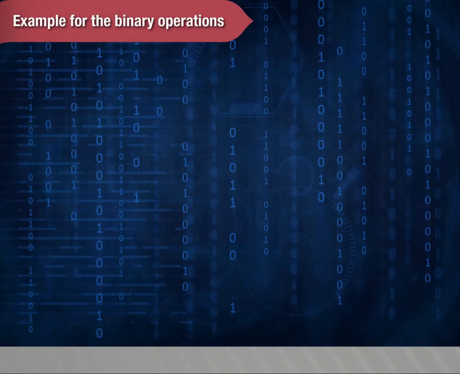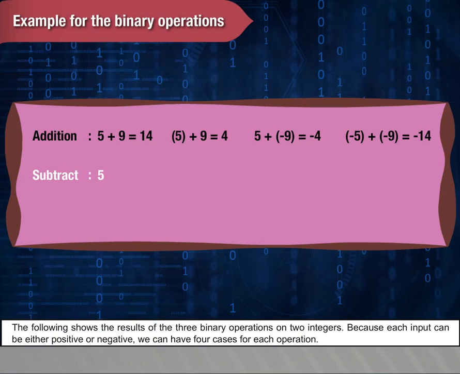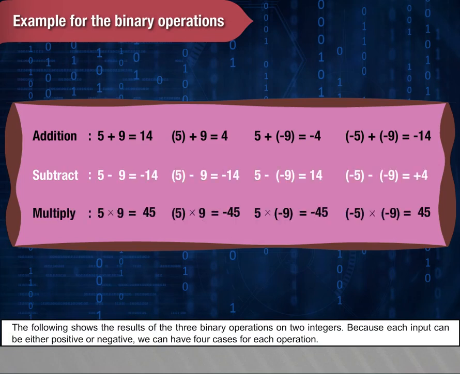Example for the binary operations. The following shows the result of the 3 binary operations on 2 integers. Because each input can be either positive or negative, we can have 4 cases for each operation.